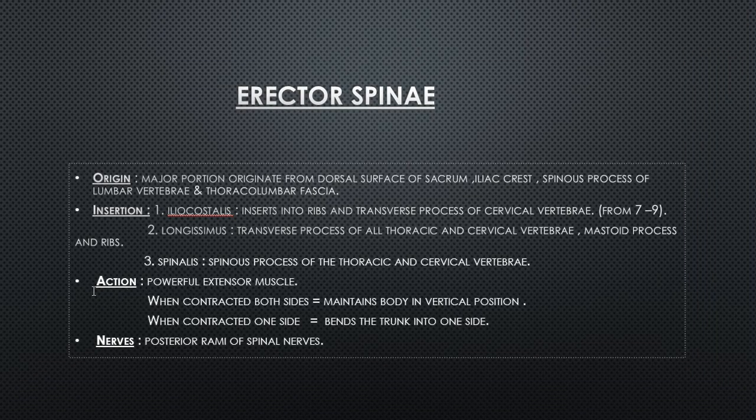Next we can study the erector spinae. The origin of the erector spinae is, for the major portion, from the dorsal surface of the sacrum, iliac crest, spinous processes of the lumbar vertebrae and the thoracolumbar fascia. Let's look at the erector spinae.